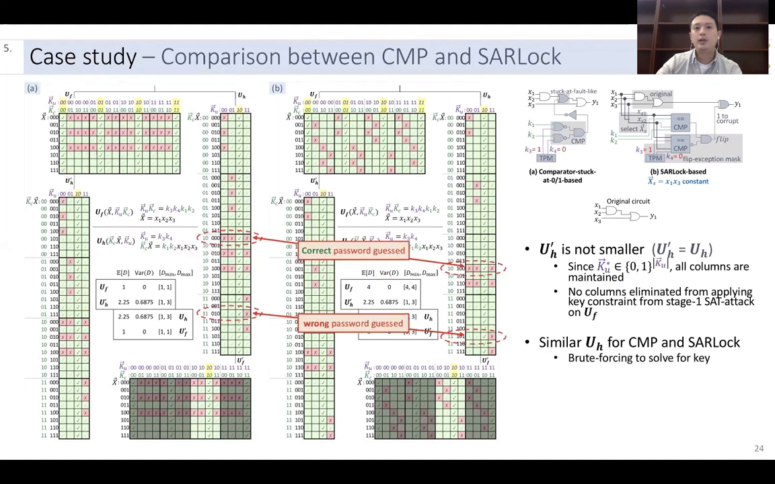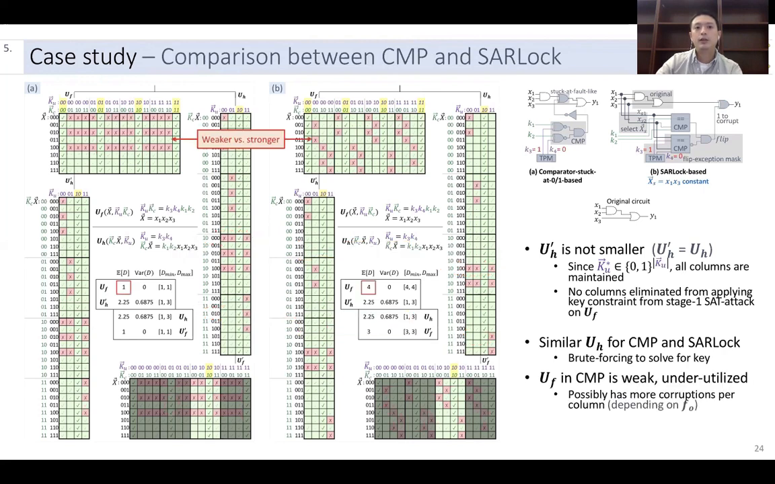Next, we can see that UH space reflects the brute force behavior of password guessing as expected. If the correct password is guessed, the process is completed. All other wrong passwords are ruled out. Whereas if a wrong password is guessed, only one candidate is ruled out. Finally, we can observe that in the comparator-based design in figure A, UF search space is weak and underutilized. On the other hand, it can have higher corruption per columns, which depends on the original function FO.